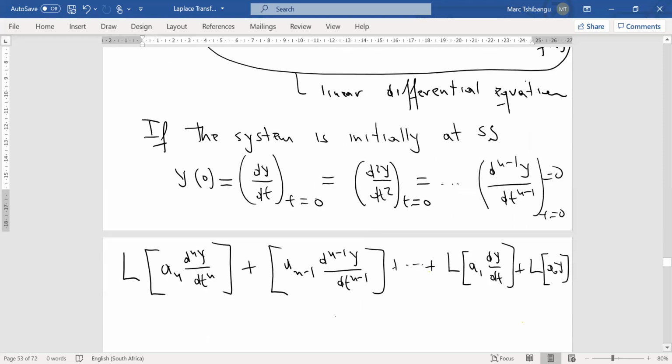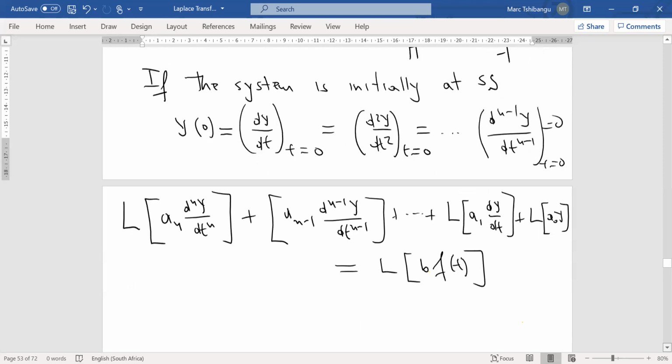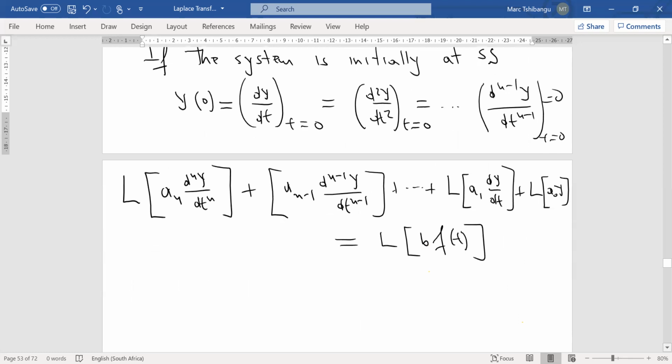This is equal to the Laplace of b times f of t. Assuming steady state conditions, the Laplace transform of this quantity here is equal to a sub n times s to the power of n times Y(s). Please, if you can't see clearly, you're welcome to check the condensed tables of Laplace transform.